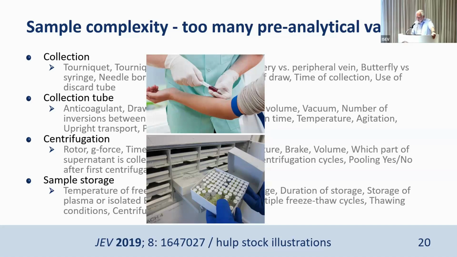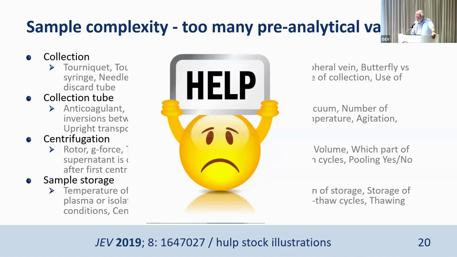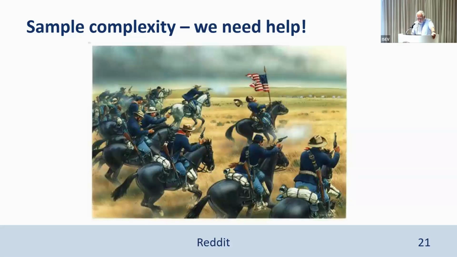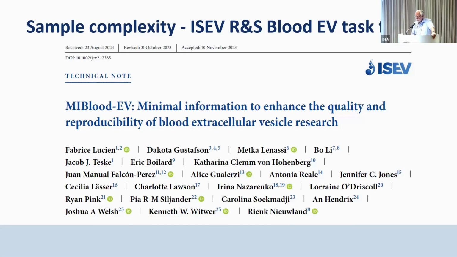What can you standardize? Where to start? So at that moment, it's time to look for help. Actually, it resembles me a bit, to be honest, if I look at this. But so we need help, and this is where I think the cavalry comes in. It's always a bit late, as you know. But the cavalry in this case is, I think, the ISAF Rigor and Standardization Blood EV Task Force. So this is the paper they published last year, My Blood EV, Minimal Information to Enhance the Quality and Reproducibility of Blood Extracellular Vesicle Research.